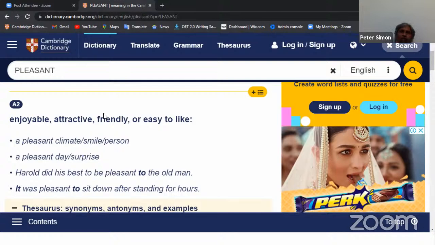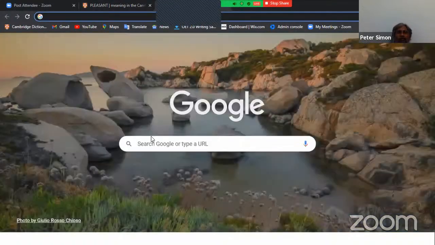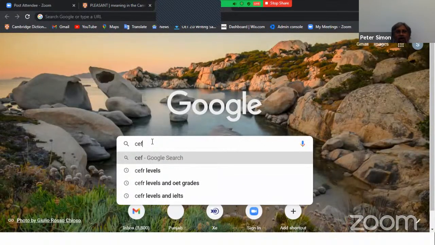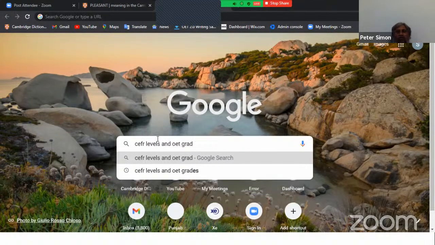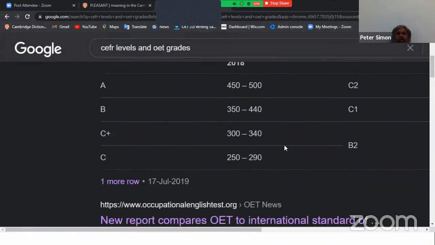Use better words. Use the best words. The words which you use prove the quality you have. This is quality grading, and they are called CEFR levels. CEFR levels and OET grades. These are the grades.